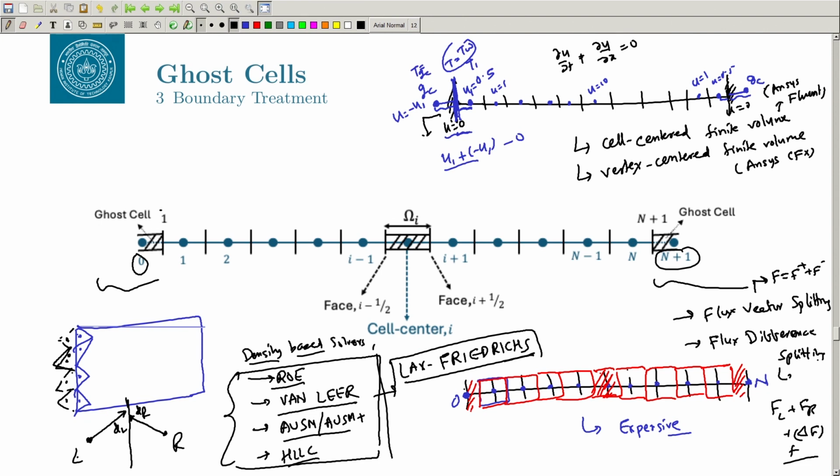So, these things we will discuss in the next class, and that will be the conclusion of the finite volume. After that we will go to some more topics like Reynolds-averaged Navier-Stokes, as well as the boundary conditions, and then large eddy simulations and so on and so forth.